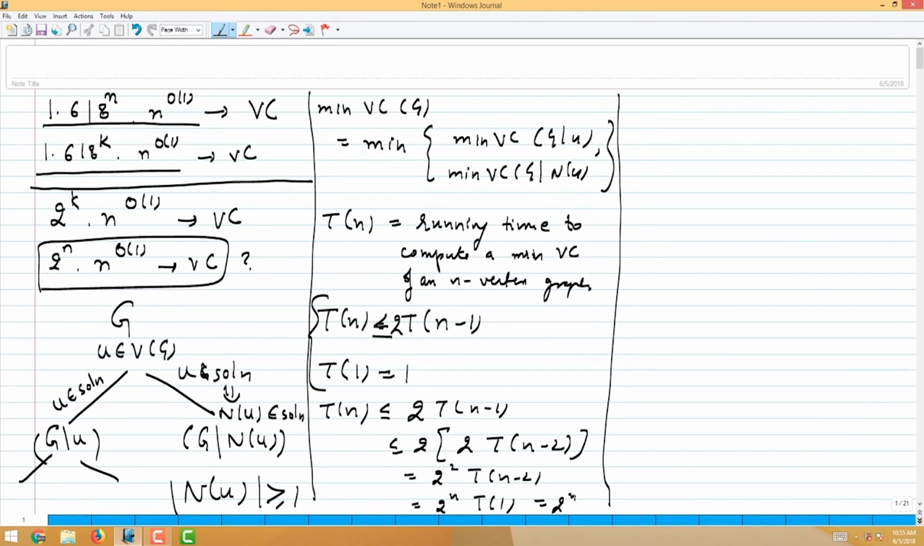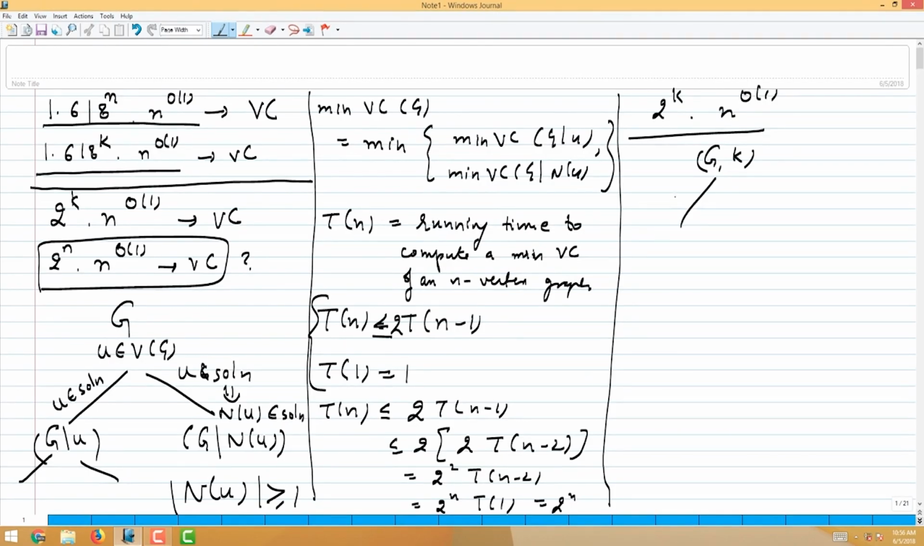Okay. So now let us use the same idea to get a 2 power k algorithm for vertex cover, 2 power k into some poly n algorithm. And again, we'll do the same thing. Note that because it's a decision problem, with G we are also given an integer k. And the goal is to find a vertex cover of size at most k in G.